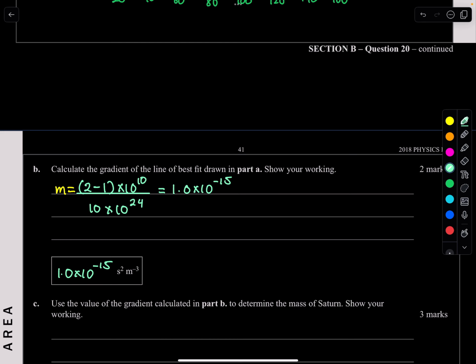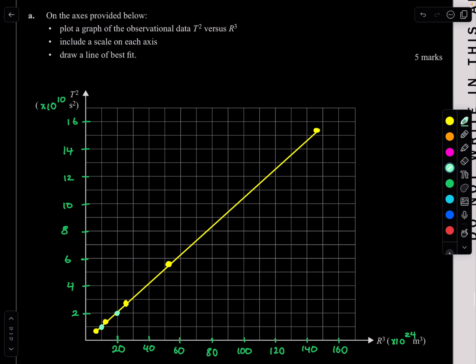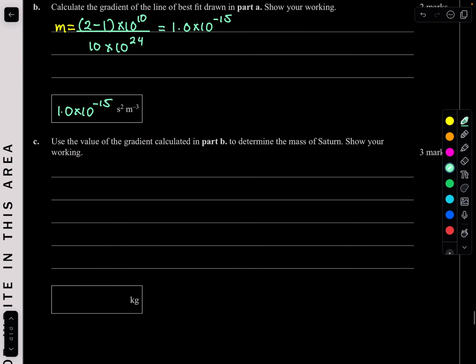gradient. Easy. Use the value of the gradient calculated in part B to determine the mass of Saturn. Show your working out. Easy. So what did our gradient give us? It's T squared over R cubed. Our gradient gave us T squared over R cubed.